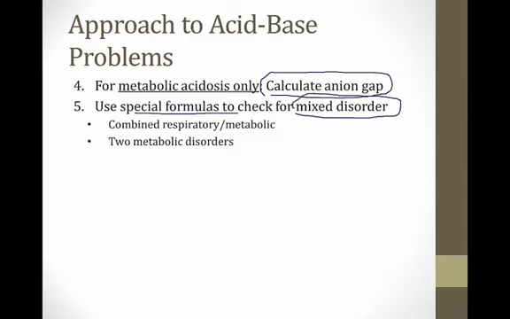So what's a mixed disorder? You can have a respiratory acidosis and a metabolic alkalosis at the same time. That's a combined respiratory metabolic problem. You can also have two metabolic disorders, so you can have a metabolic acidosis and a metabolic alkalosis. And the way you're going to pick these up is to use these special formulas to make sure the numbers you're seeing all add up. We're going to talk more about all of that in a minute.